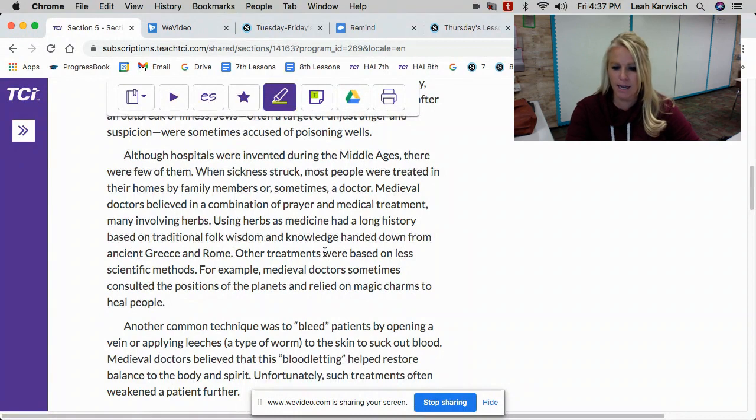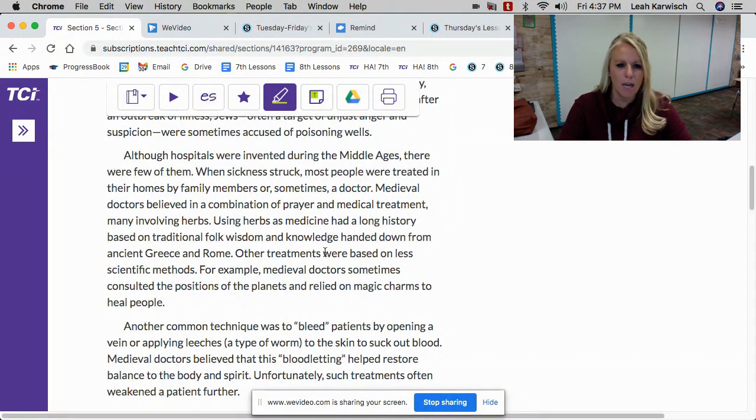So number 3 is asking, what were some common practices or treatments used by medical doctors? Medieval doctors believed in a combination of prayer and medical treatment, many involving herbs. Using herbs as medicine had a long history based on traditional folk wisdom and knowledge handed down from ancient Greece and Rome. Other treatments were based on less scientific methods.